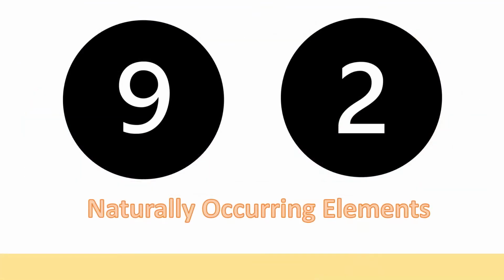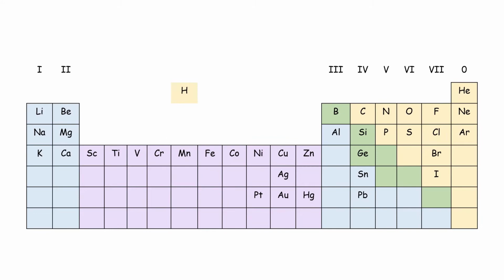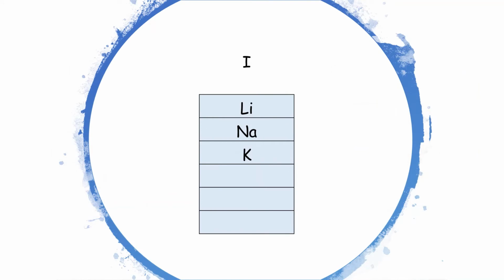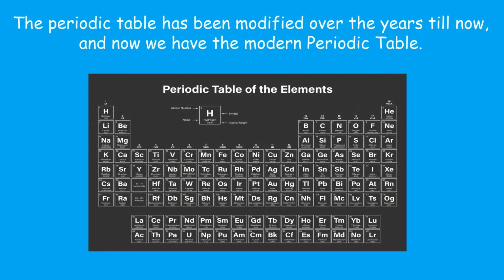There are 92 naturally occurring elements, while others are made in laboratories. In the past, around 1899, only 63 elements had been found. It might be very confusing to handle so many elements all at once, so a Russian chemist named Dmitri Mendeleev arranged the 63 elements with similar chemical properties in the same vertical column of a table, and named that table the periodic table of elements. That periodic table has been modified over the years, and now we have the modern periodic table.